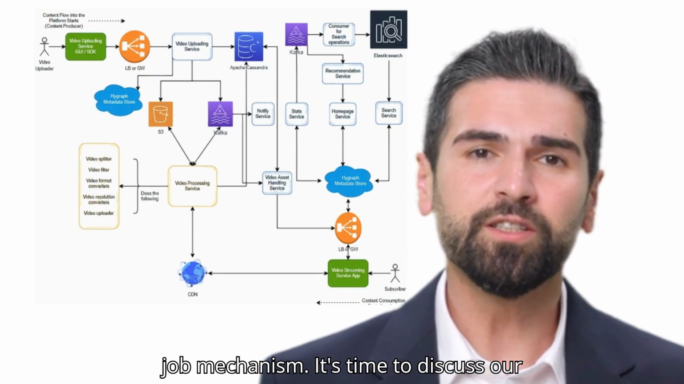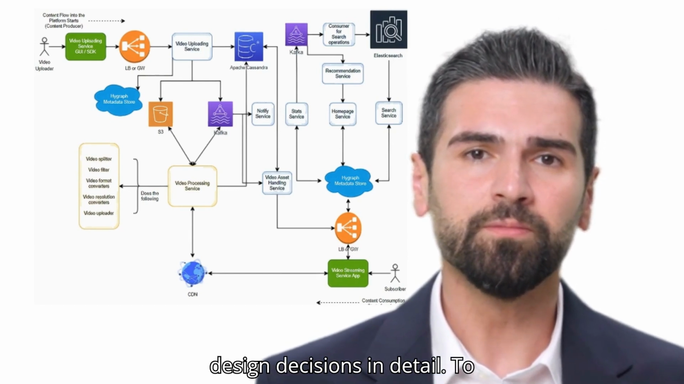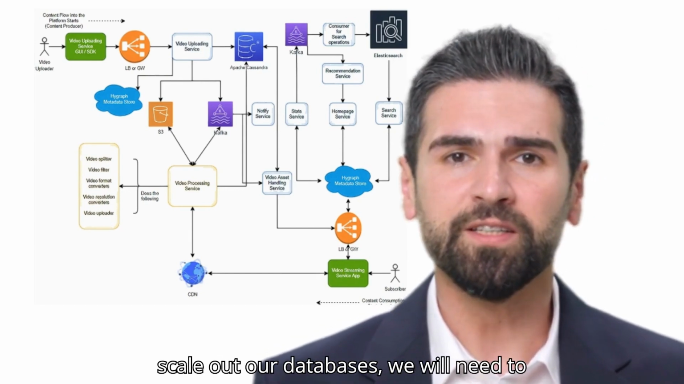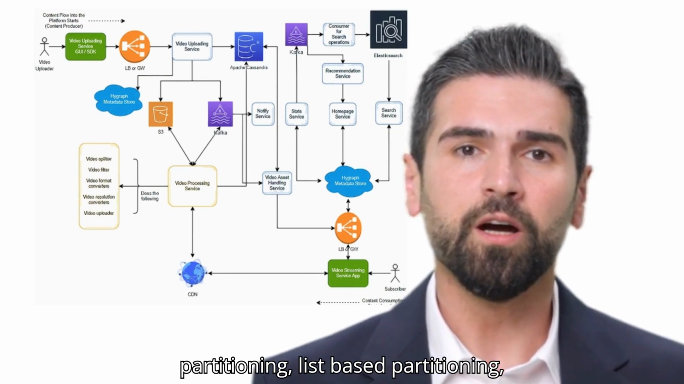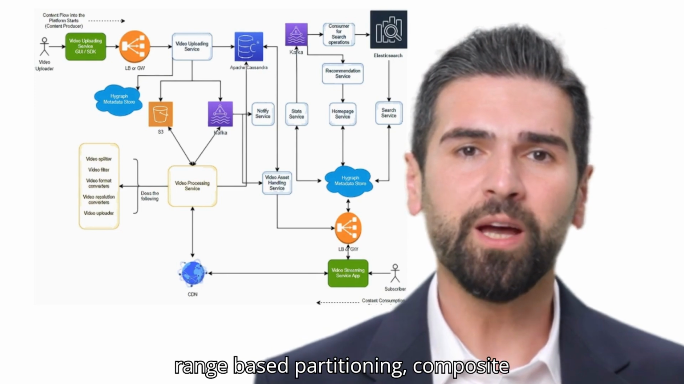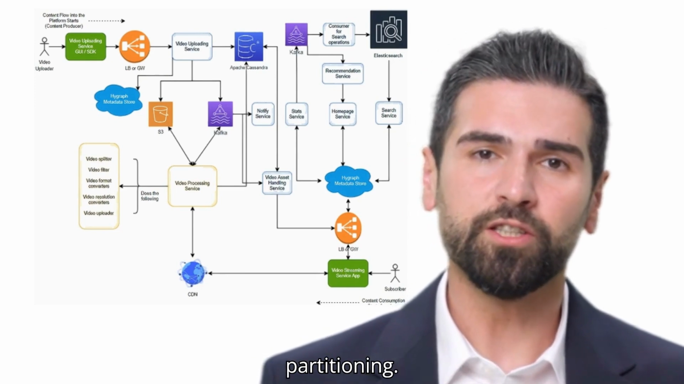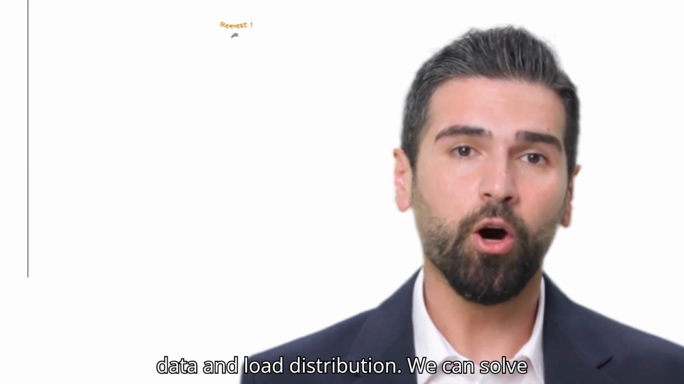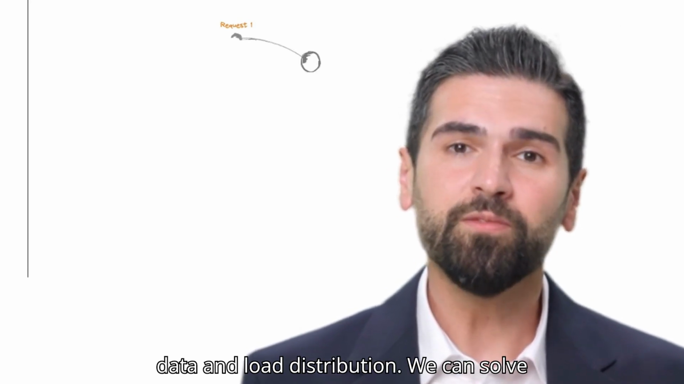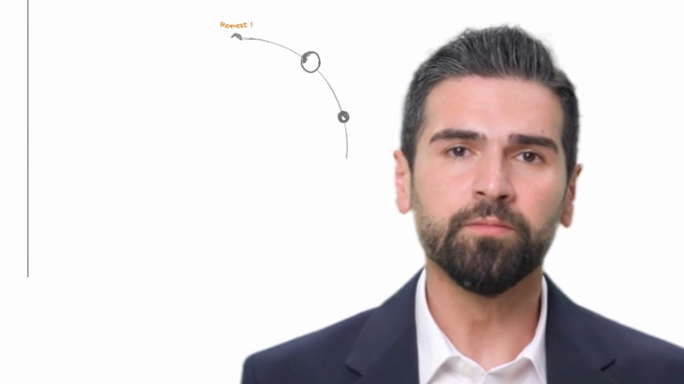It's time to discuss our design decisions in detail. To scale out our databases, we will need to partition our data: hash-based partitioning, list-based partitioning, range-based partitioning, composite partitioning. These approaches can still cause uneven data and load distribution. We can solve this using consistent hashing.